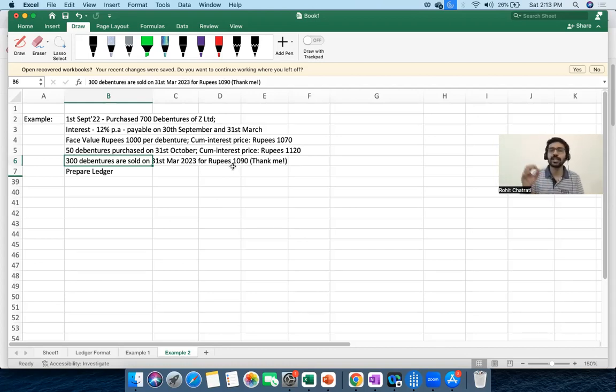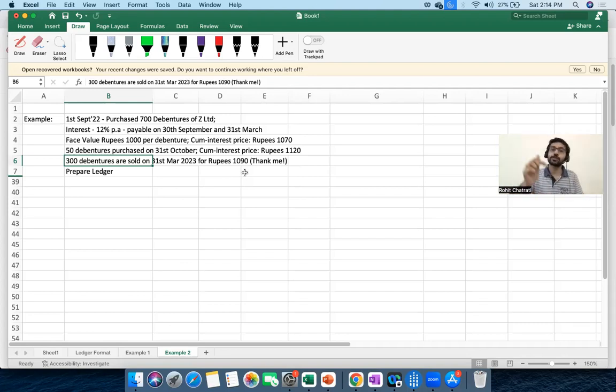In certain illustrations, the institute gives the cum interest price. If the institute is specifically calling this the cum interest price, what it is indicating is that we are selling before the coupon is received, because before the coupon is received only the cum interest price comes into the picture. Once you receive the coupon, there is no ex interest or cum interest, there is only one price.